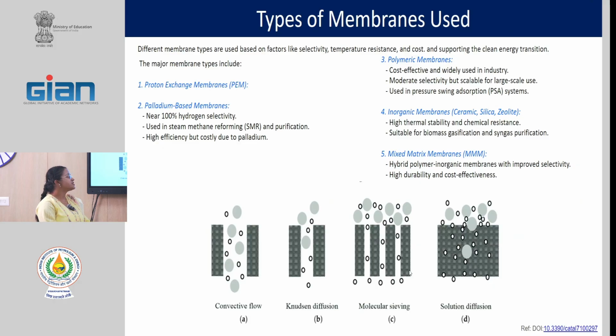We have other options in inorganic membranes which are made up of ceramic, silica, zeolite, etc. We can keep in mind that inorganic membranes are highly stable thermally, and stable but not very cost effective. But the mixed matrix membrane, or the composite membranes, joins the goodness of these two. It joins the goodness of the polymeric membrane and the inorganic membrane.